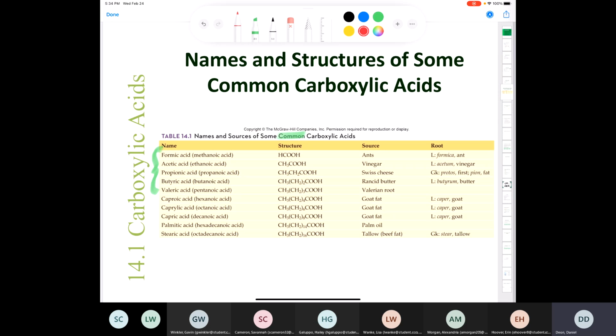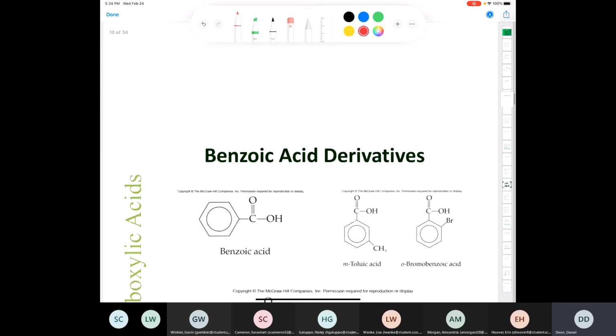Beyond those, you see here you have caproic acid, caprylic acid, capric acid, palmitic acid, and stearic acid. You do not have to have those ones memorized, okay? But the first five, you do have to have their common names memorized. So we went over that in detail during the last class.